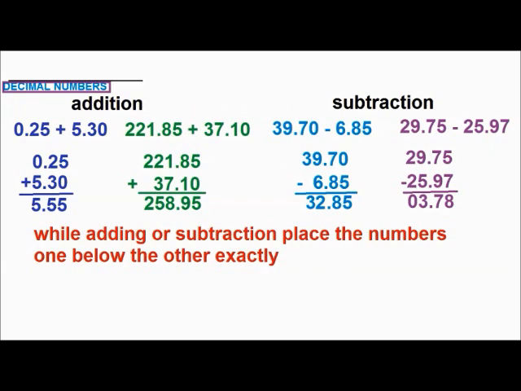Now addition of decimal numbers. 0.25 plus 5.30. That becomes 5.55. And other addition and subtraction is also the same. 39.70 minus 6.85 results in 32.85. While adding or subtracting, place the numbers one below the other exactly.